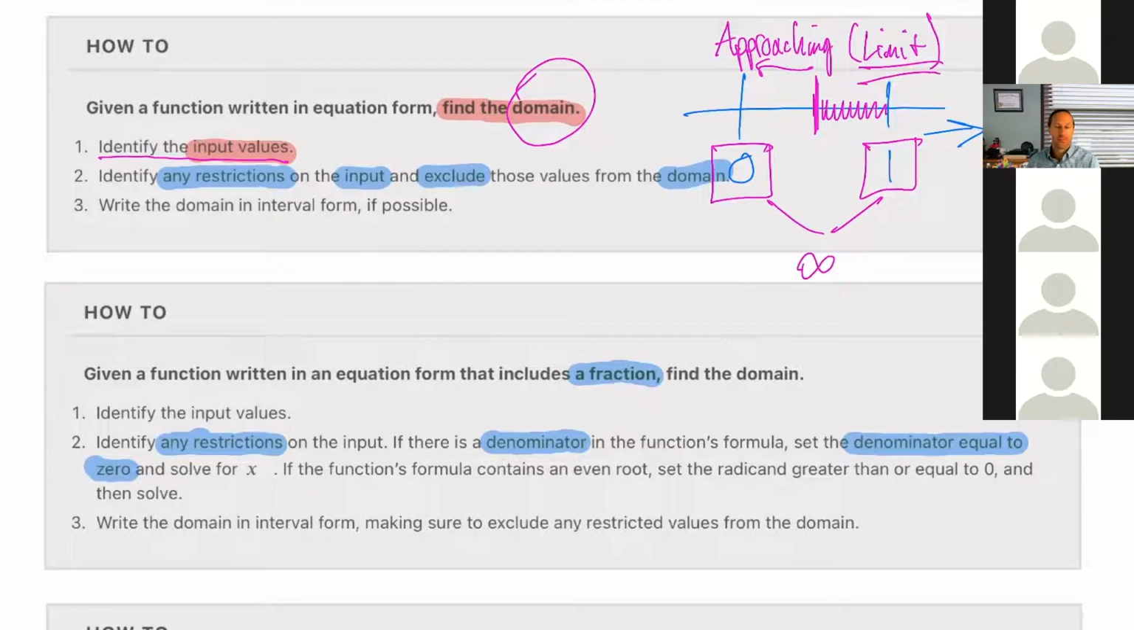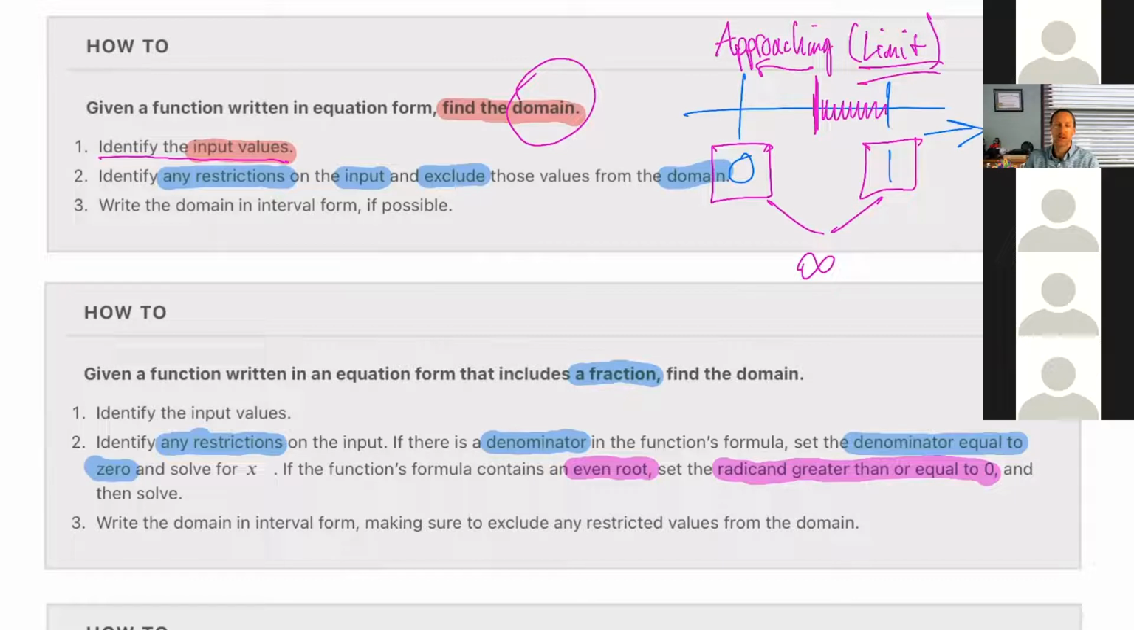Everything else. Those are the only restrictions. Okay. Now there's another case that happens frequently as well that we want to make sure that we highlight and mention, and that is if our equation, our function, has an even root. Then we want to make sure we set whatever's underneath that radicand, that radical, to be greater than or equal to 0.